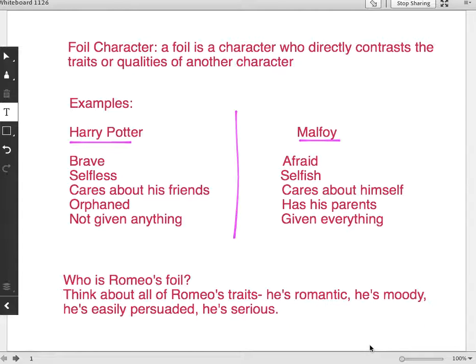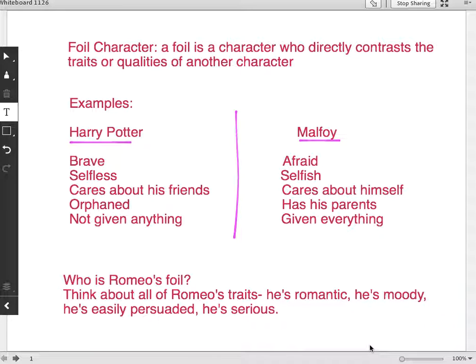Romeo's romantic. He's moody. He's easily persuaded. He's serious. He doesn't like to joke about a lot, and he takes himself very seriously. So if you think about the various characters we have come across in Romeo and Juliet, I want you to identify for me, and this is going to be the last question you're going to answer for me in the quiz, or the assessment, who you believe to be Romeo's foil character in the play, Romeo and Juliet.